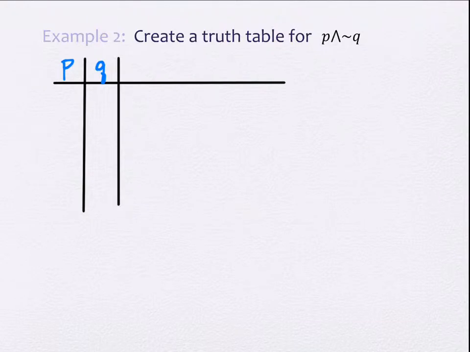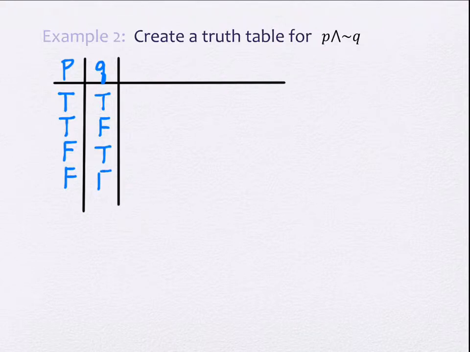All right, so the original P, the original Q, and I know what those columns are going to look like because they always look the same. So this is going to be true, true, false, false, and then true, false, true, false. Now, I can't just jump to the end result like I did on the last two because I need another column that represents something currently missing from my truth table. What might that be? The tilde one, right? I need a column for the negation, tilde Q.